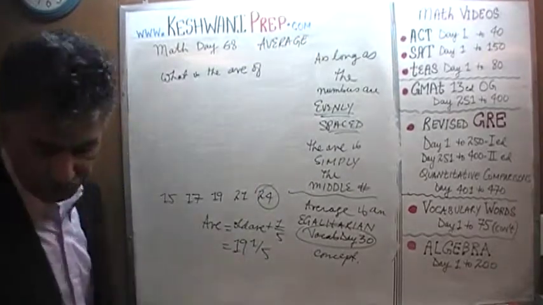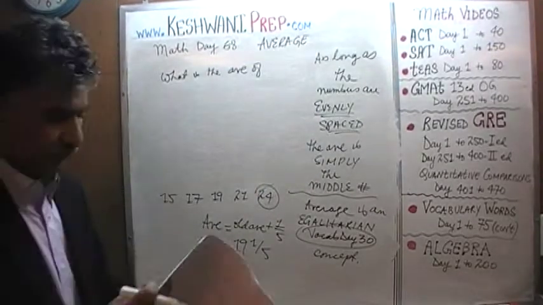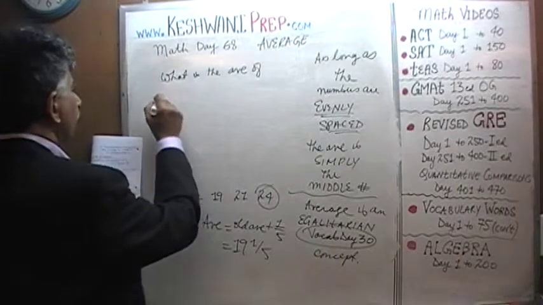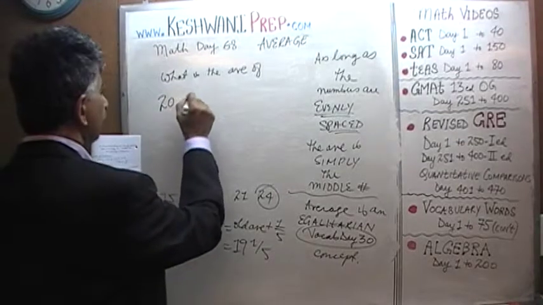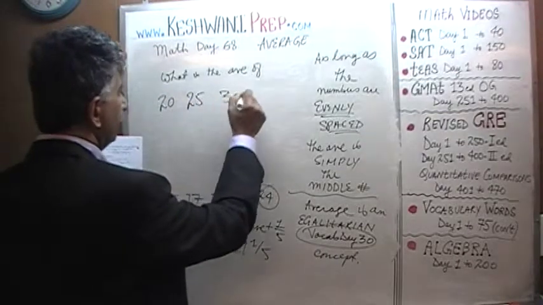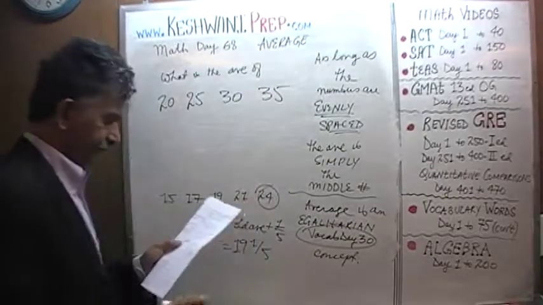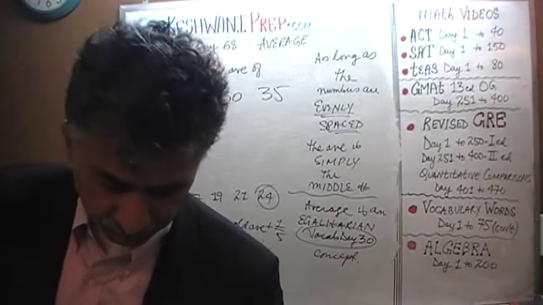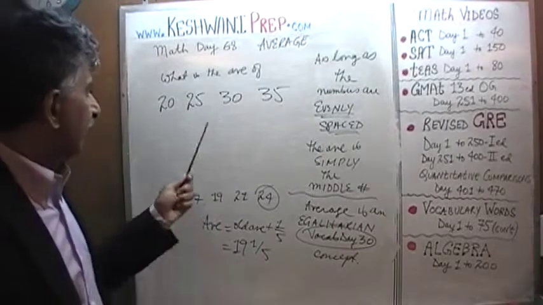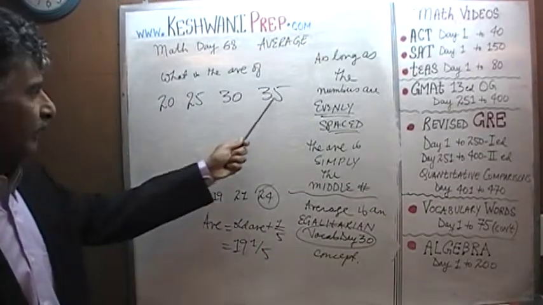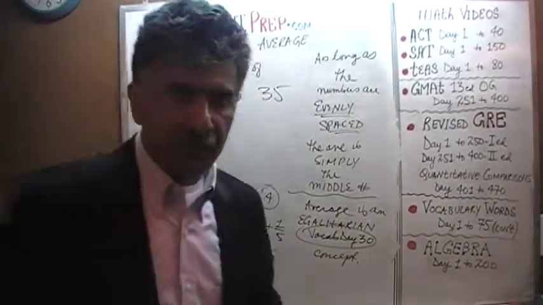What's the average of 20, 25, 30, and 35? Now here we have a slight problem. The slight problem is that we do not have an odd number of numbers, we have an even number of numbers.